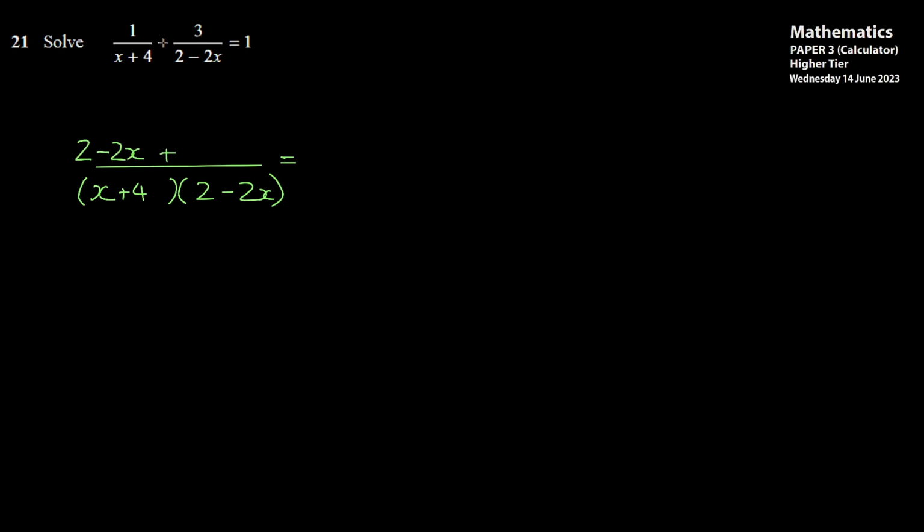Plus, that's that plus there. The bottom line of 2 minus 2x goes into the denominator x plus 4 times, and that multiplies by the 3. So I get 3x plus 12. And this is equal to 1. Now we cross multiply and we'll tidy this line up as well. Numbers, 2 plus 12, so this is 14 plus x.